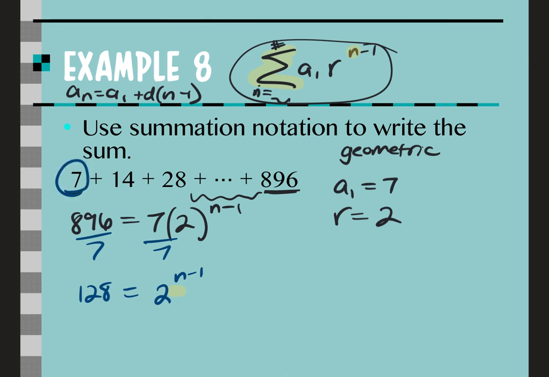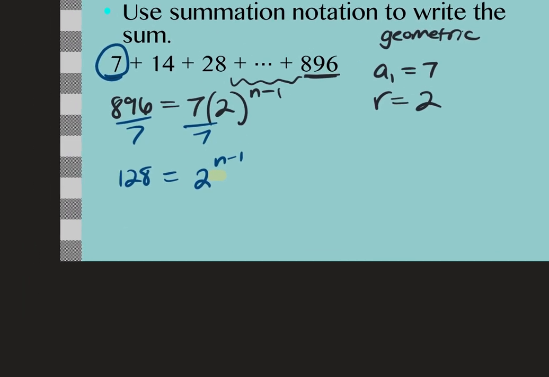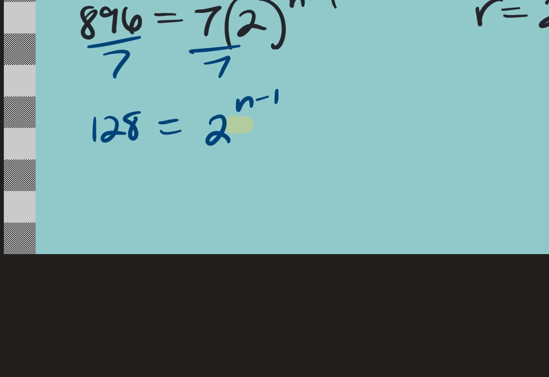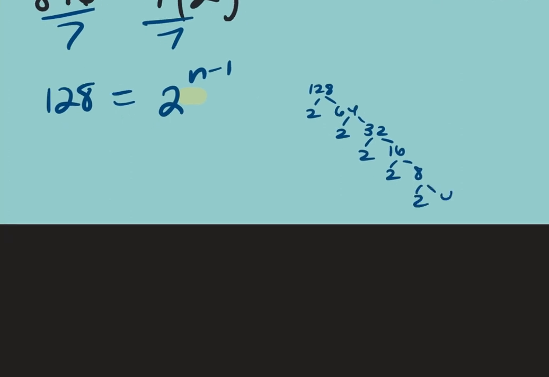The initial one was 7. Oh, get it to a common base. Oh, yeah. Change a base. Can I rewrite 128 as a power of 2? Yes. 128 would be 2 to the 64, 2 to the 32, 2 to the 16, 2 to the 8. It doesn't matter how you split it. Eventually, you got to get to the 2s. 1, 2, 3, 4, 5, 6, 7 2s.